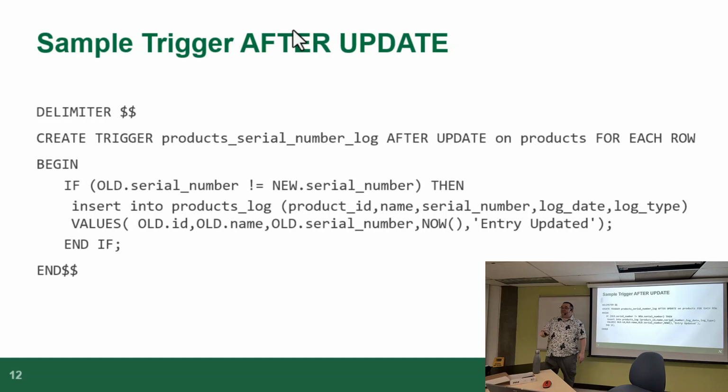You can also omit for each row, and then it would fire once for the entire command, regardless of how many rows are affected. You can do auditing records with that, for example. So you can choose the granularity of how much it runs. Begin, and here's our end, because always close your begin and end, right? If old serial number is not equal to new serial number, then we want to log the change.